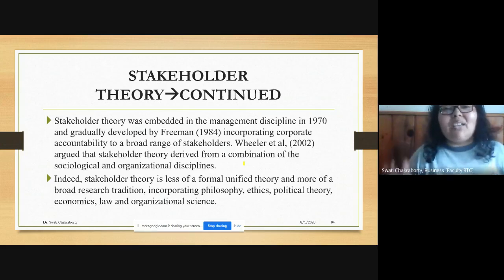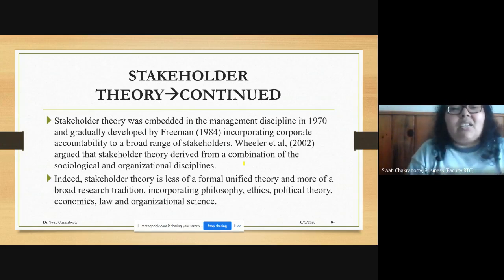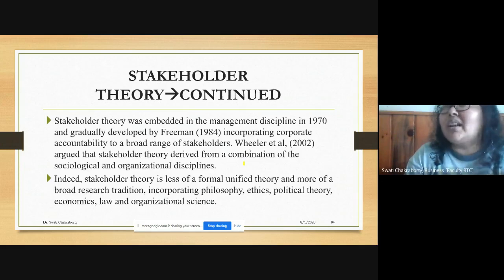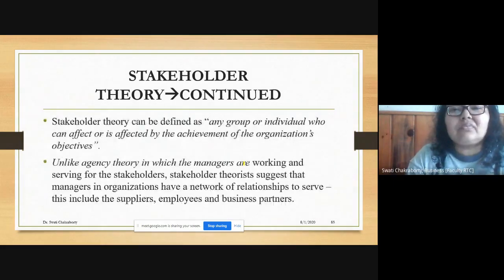That's what stakeholder theory says: that an organization, a corporation, is responsible for fulfilling all the obligations towards all their respective stakeholders. It could be anyone, in the sense that it could be towards their employees, their customers, the government, the shareholders, the society, right?